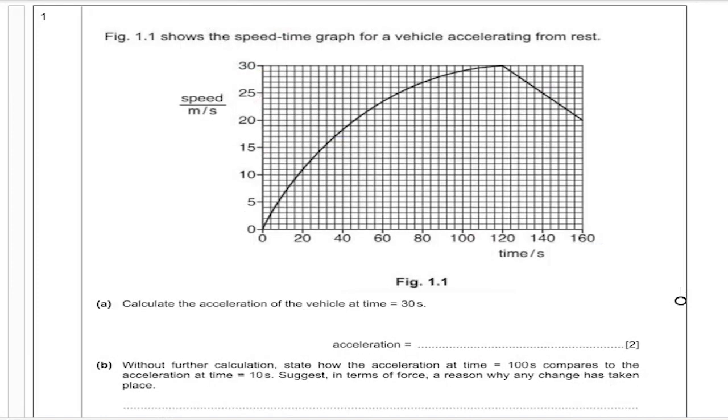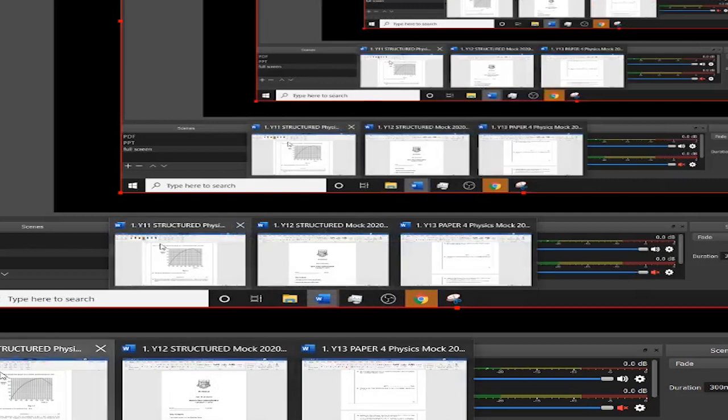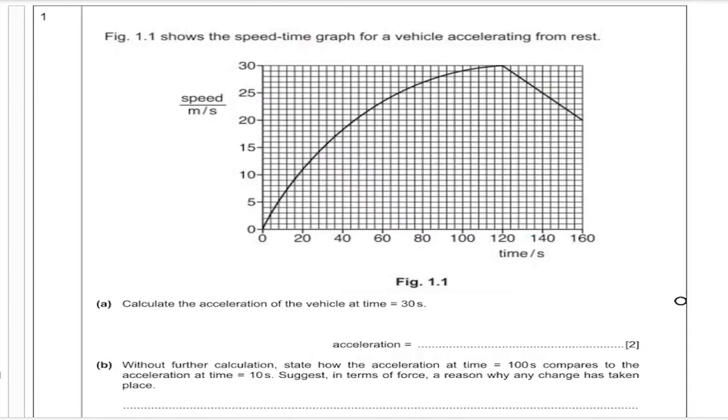Okay, for year 11 structured question one, we've got figure 1.1, which shows the speed time graph for a vehicle accelerating from rest. The question asks us to calculate the acceleration of the vehicle at time 30 seconds. If we have a look at the graph, we can see that it is a curved graph, so we're going to have to use a tangent for that curve.